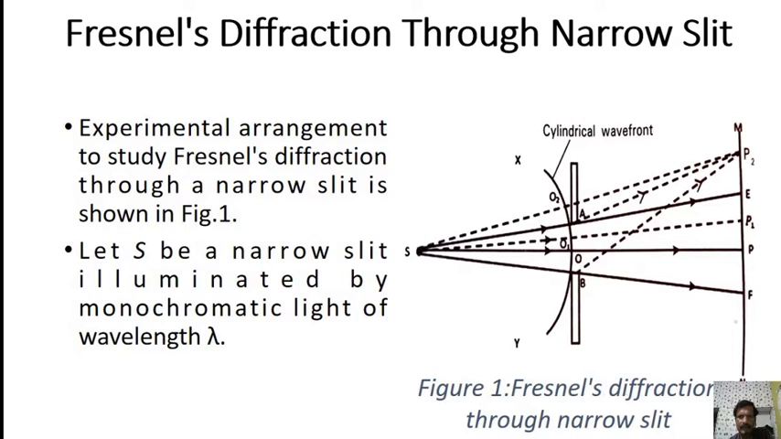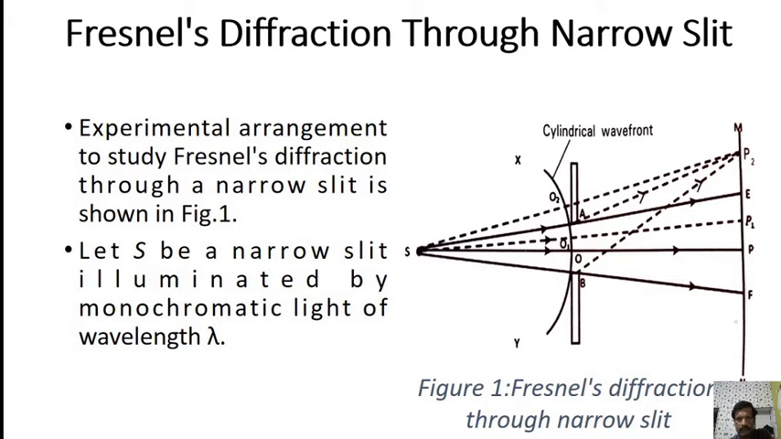Now look at this diagram. In this diagram, AB is the narrow slit, and XY is a wavefront incident on this slit, and here the screen is placed. MN is the screen and S is the slit illuminated by monochromatic light. Now look here, the experimental arrangement to study Fresnel's diffraction through a narrow slit is shown in figure 1. This is the figure on the right hand side. Look at this one once.